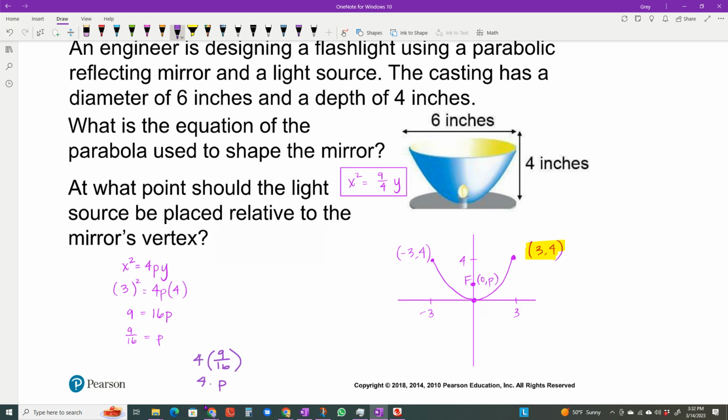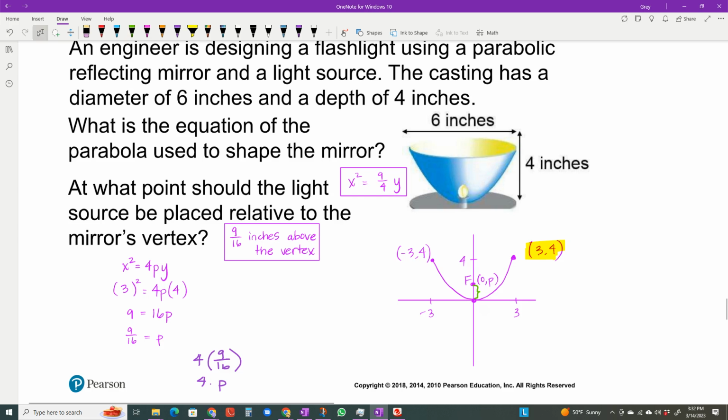Okay. At what point should the light source be placed relative to the mirror's vertex? Well, what is my p value? And this right here is my p. Okay. And so that's where I want to put it. And so I'm going to put it 9/16 above the vertex.